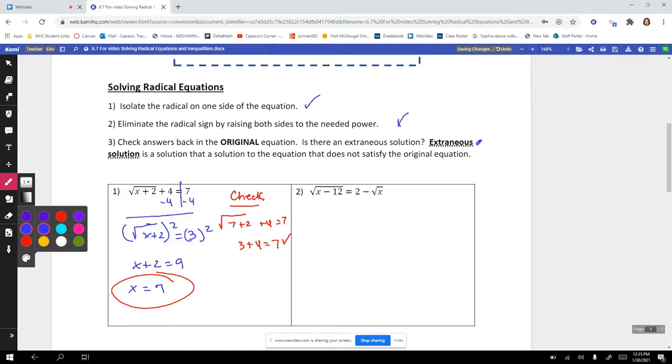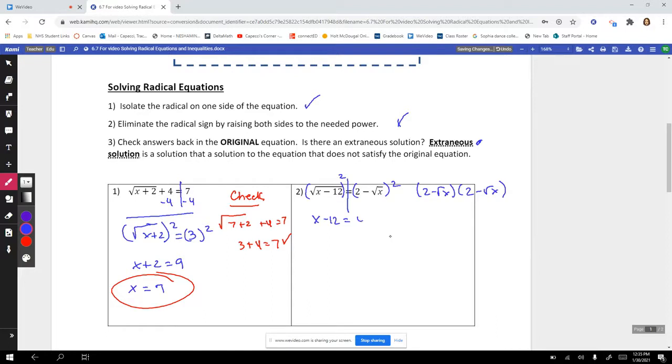Okay, looking at our next problem, there's my wall. Now I have a radical on both sides. So I need to get rid of that radical, so I'm going to square both sides. So on the left-hand side, I get x minus 12. Now on the right-hand side, by squaring that binomial, I'm really asking you to do this, right? So we're going to use FOIL.